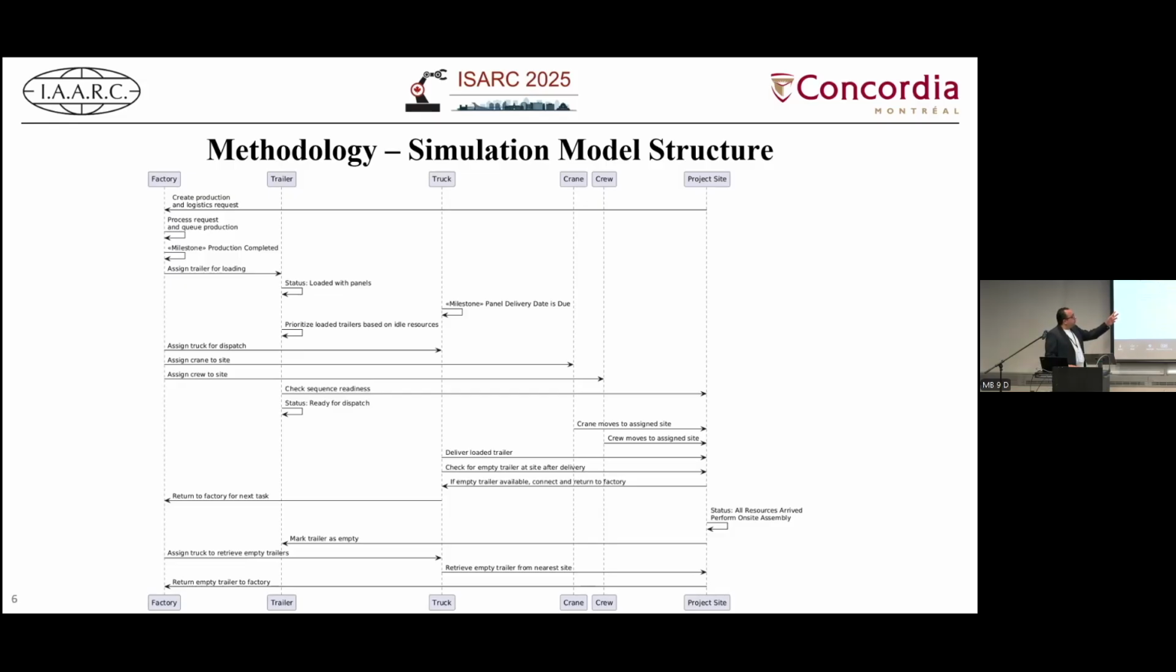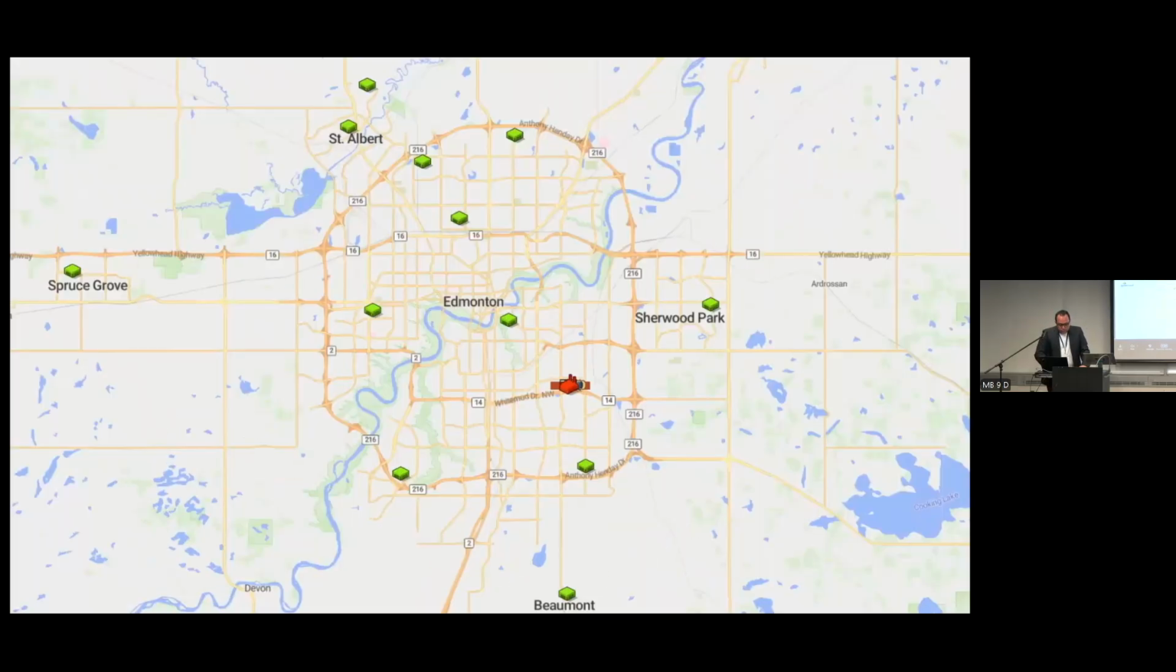Meanwhile, cranes and crews are delivered at the same time to ensure that there are no delays on site, and the project sites keep monitoring the progression of the on-site assembly, as I mentioned, until all the required projects are completed. So this is how the supply chain integration is achieved.